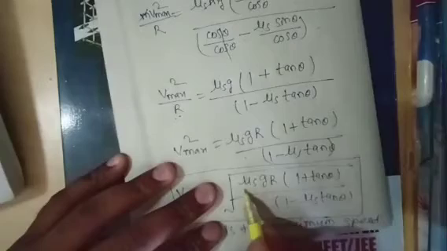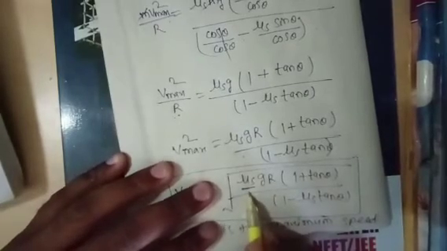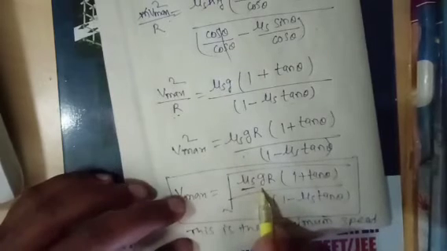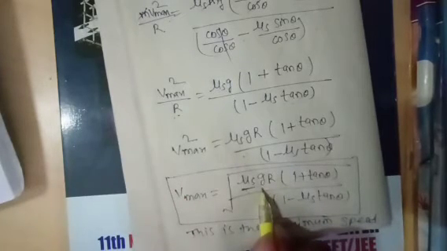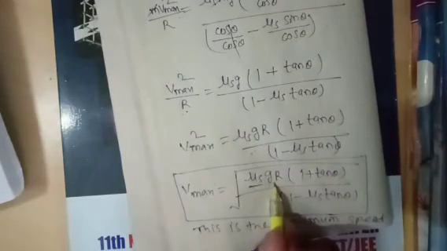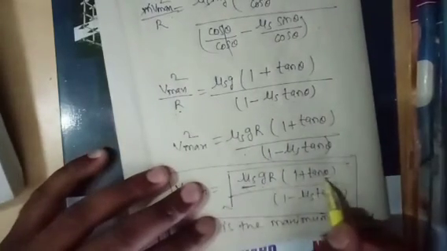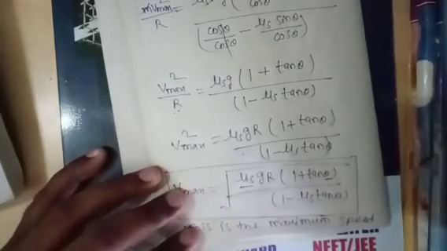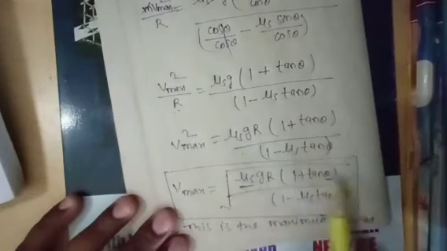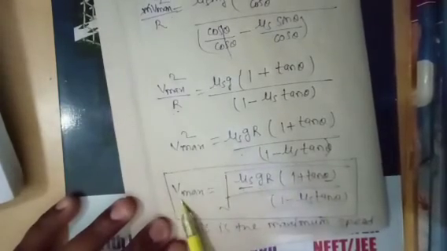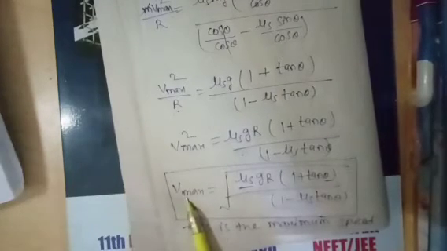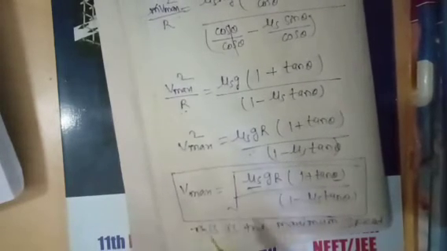Here mu s is the coefficient of static friction, g is the acceleration due to gravity, that is 9.8 meter per second square, r is the radius of the circular path, and theta is the banking angle. If they give all those physical quantities, we have to find out the maximum limit of speed at which we can travel.